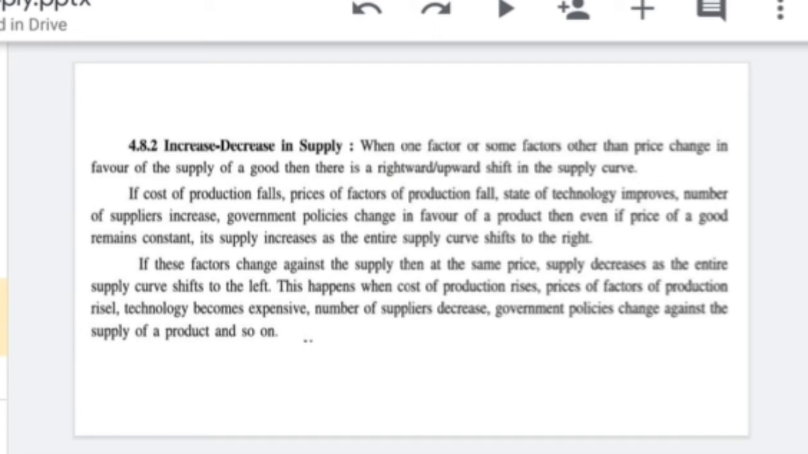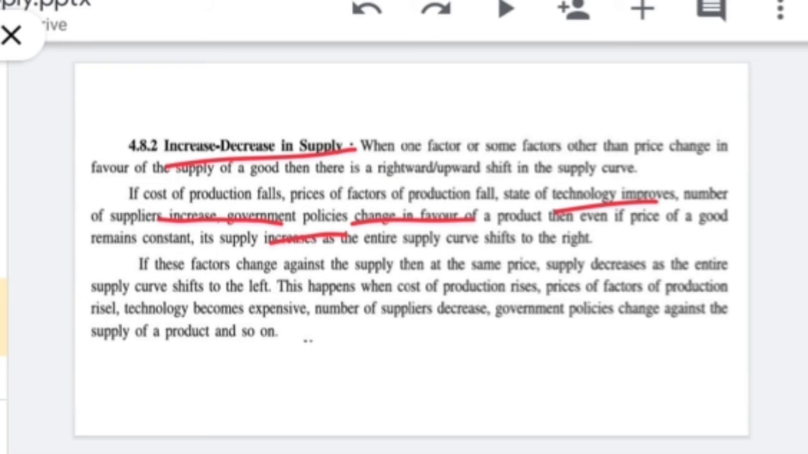See here what happened. We have seen in expansion and contraction that other things are remaining constant, but now we will see that the cost of production, which was constant over there, is now variable. Prices fall, technology changes, government policies change. If all these factors are changing, then there will be an increase and decrease in supply.